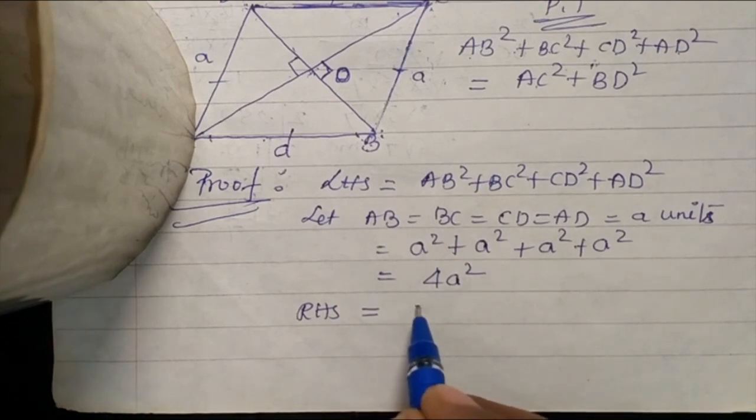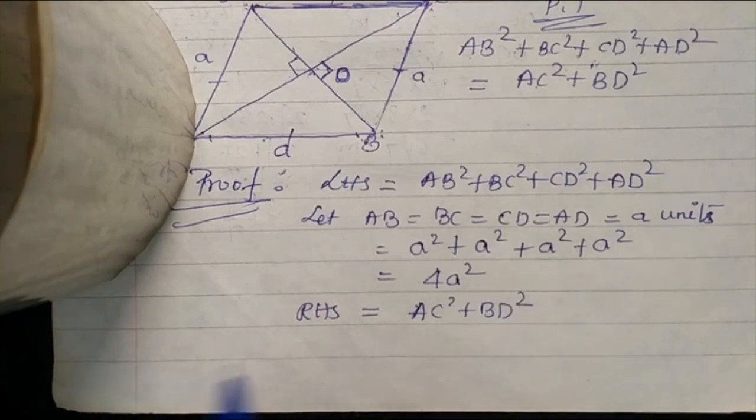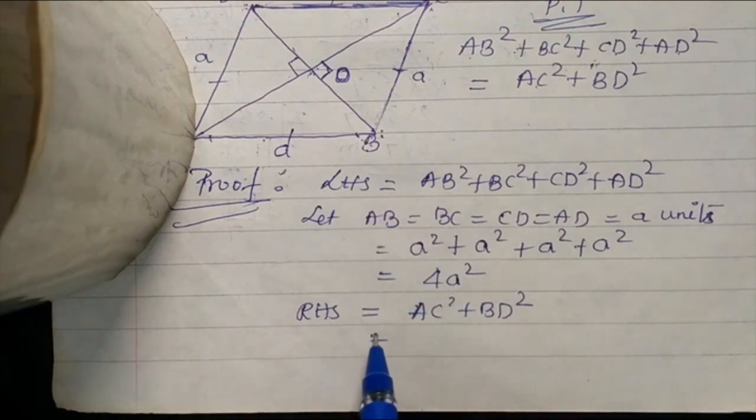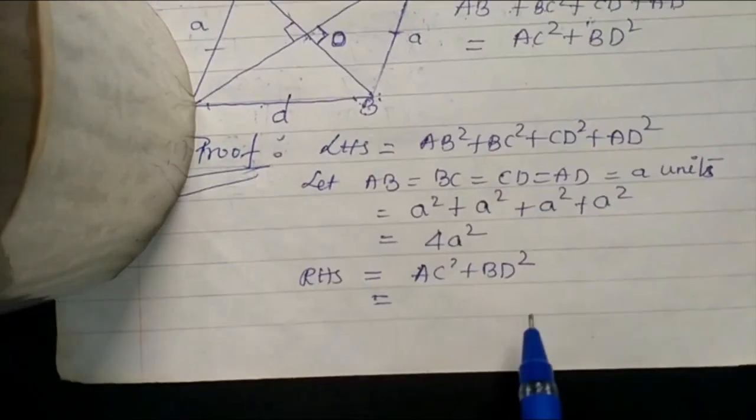So RHS is what? AC square plus BD square. So our LHS answer is 4A square. If our RHS answer is also 4A square, then what to prove? That is hence proved.